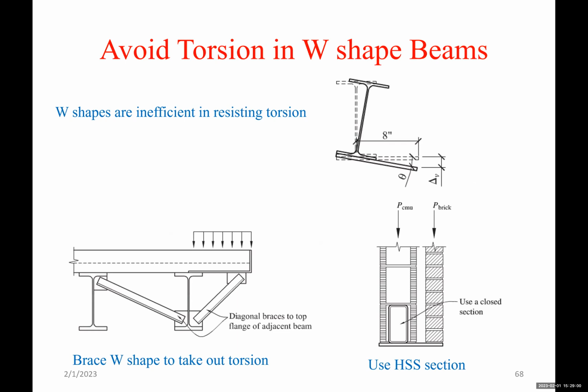Avoid torsion in W-shaped beams. If you have torsion for whatever reason, you could have a beam supporting brick, or a slab edge that is long, like that. This would need kickers to avoid torsion. Open sections are weak. Closed shapes are stronger, so instead of that, you can use closed shapes.